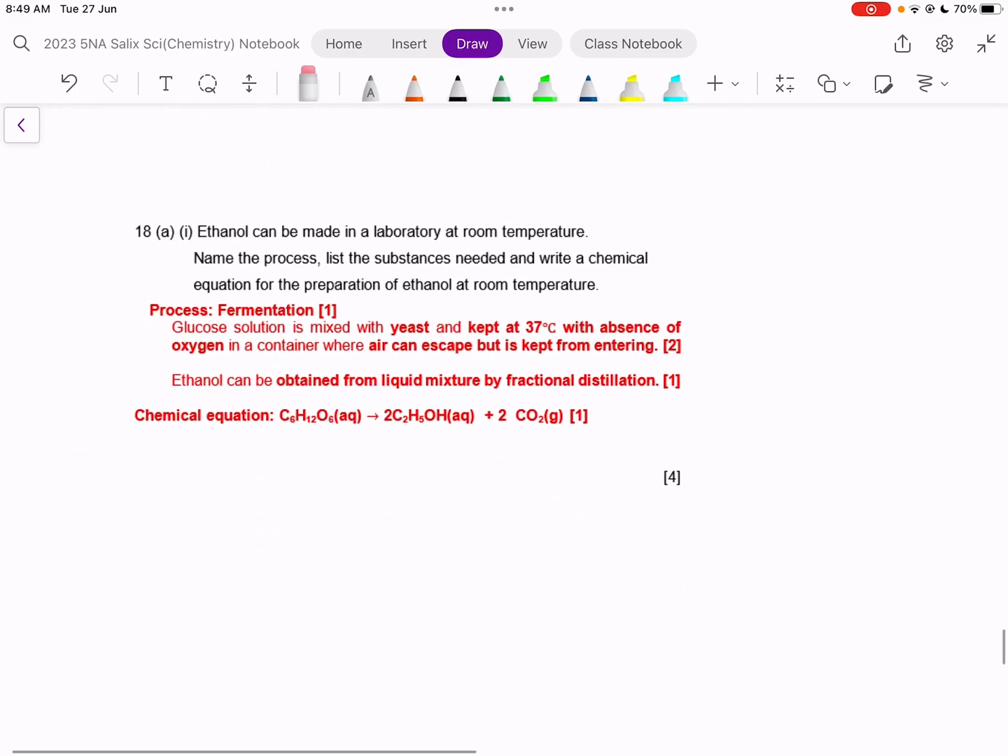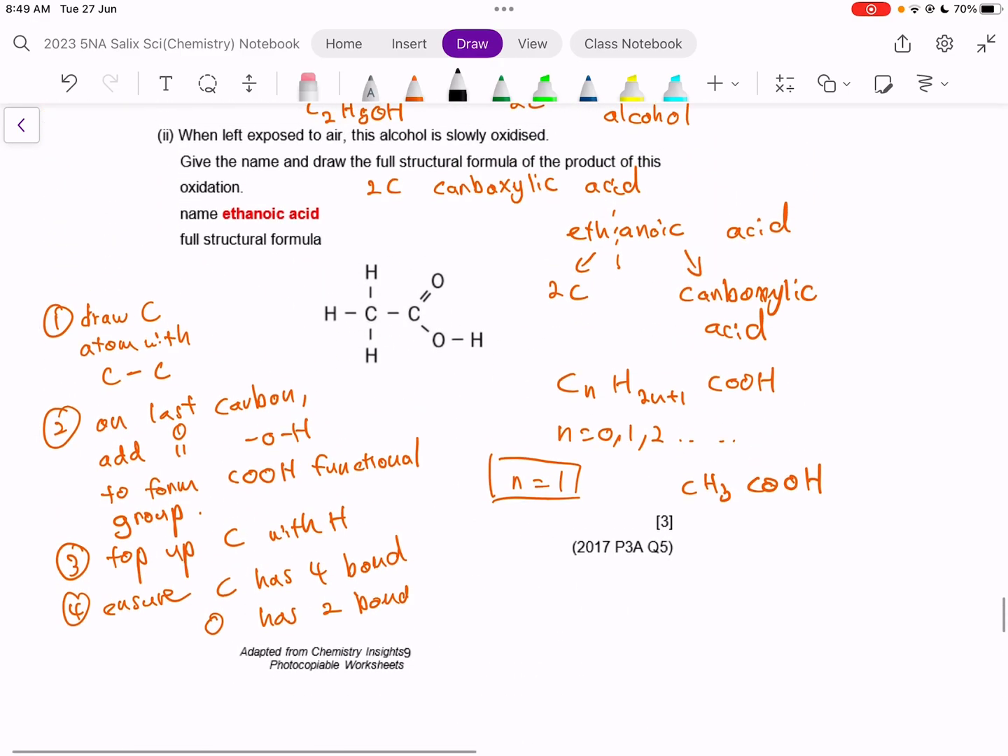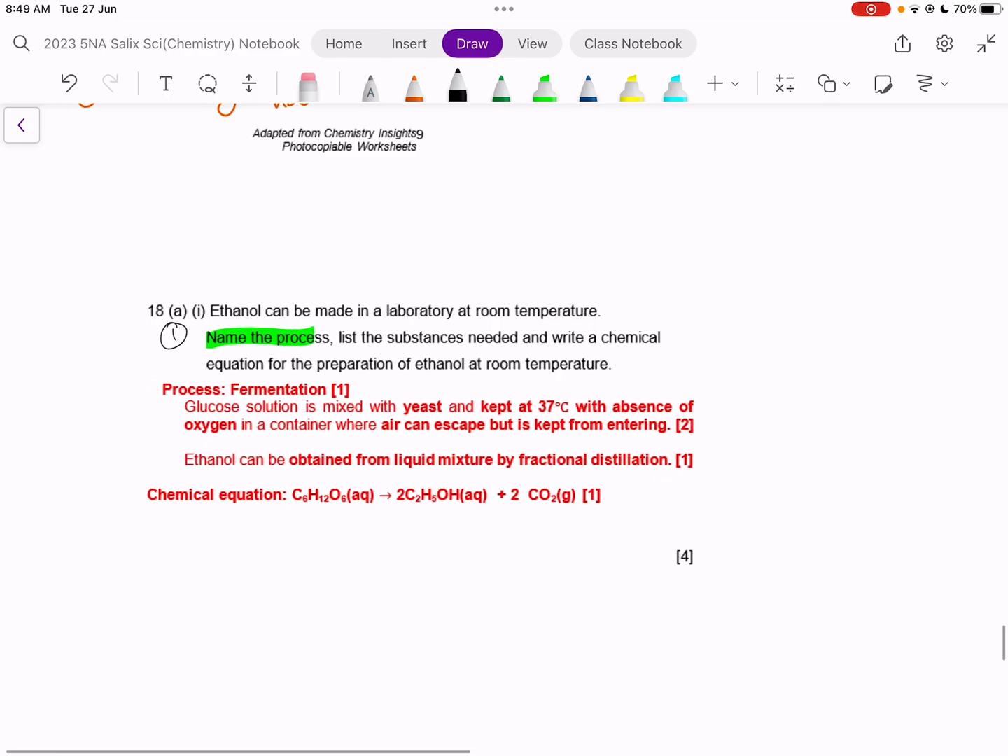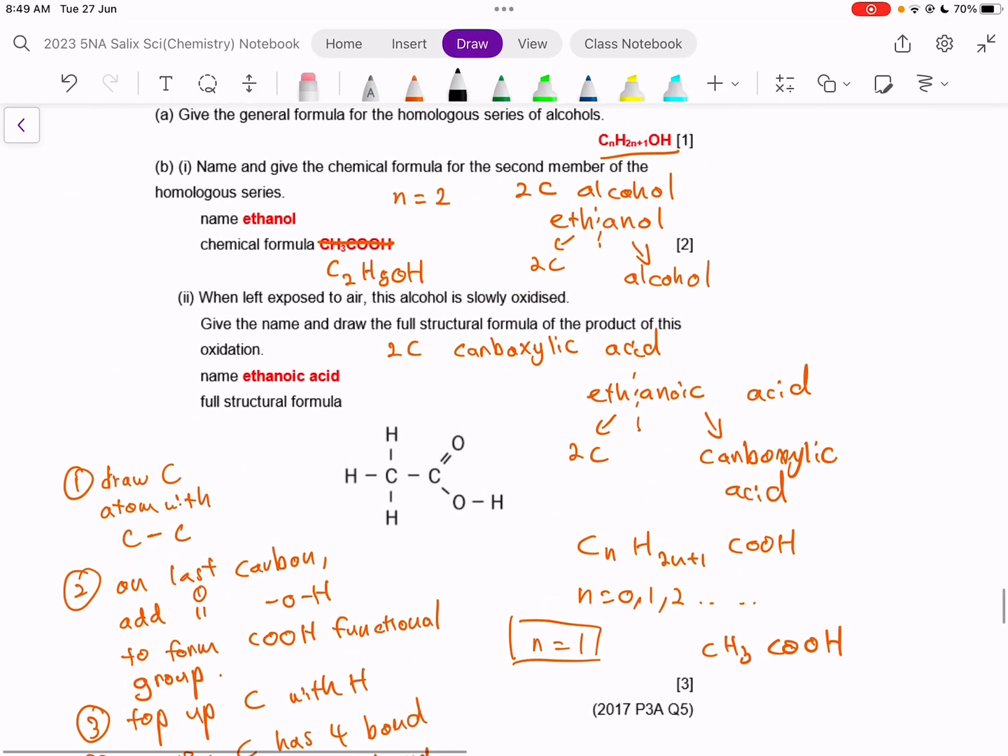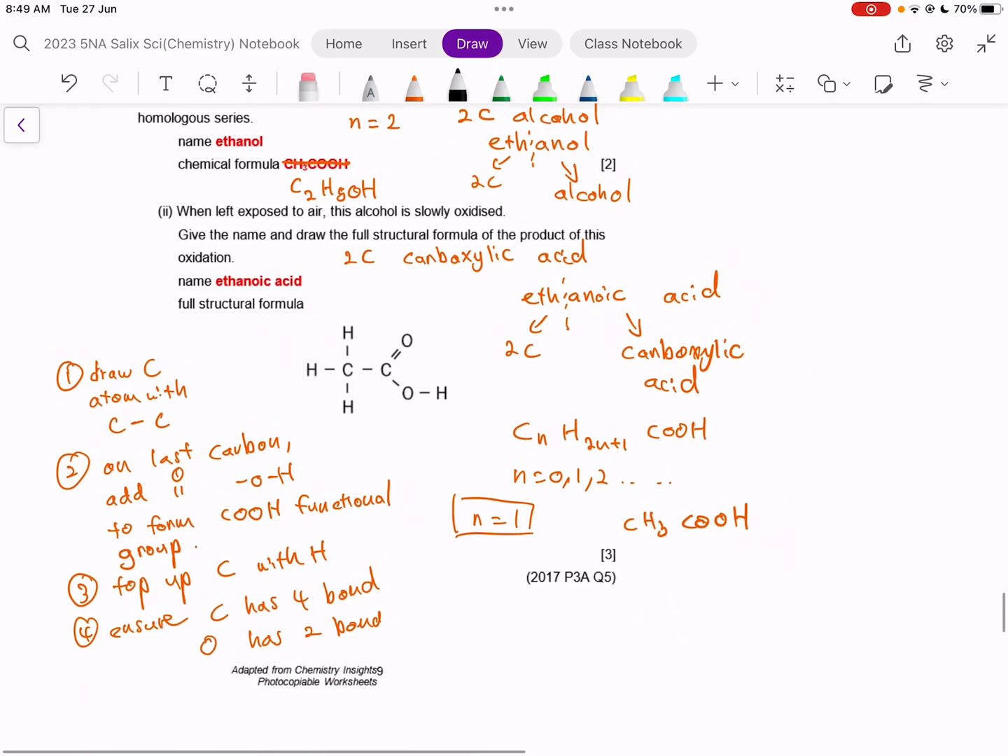And question 18 is kind of like a repeat of fermentation, just that you have a couple of things to do. You need to name the process, that's number 1, how ethanol can be made. Sorry, to add on just now: ethanol to ethanoic acid. Ethanol looks like this, CH3CH2OH, then it is either oxidized by oxygen in the air or by your potassium permanganate, the oxidizing agent.